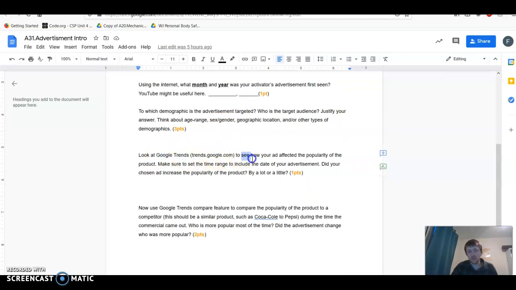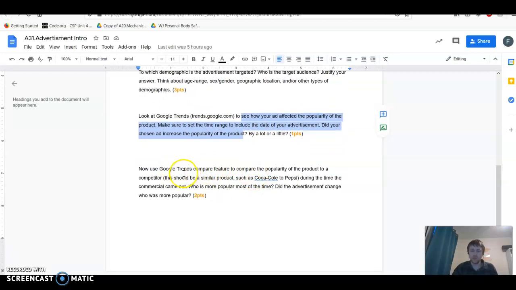So go to trends.google.com, type in the company or the product that you are researching, and then figure out if your advertisement actually had a change in the amount of publicity your product was receiving at the time. And then use Google Trends to compare a competitor to your product. So for instance, if I was looking at, let's say, a commercial for Nike shoes, I could look up how well Nike shoes were trending as opposed to, let's say, Skechers. And I could see if the gap between the two narrowed during the time of my commercial.